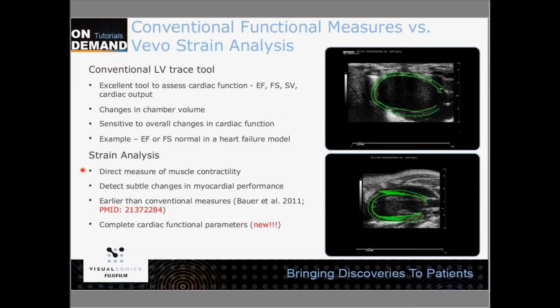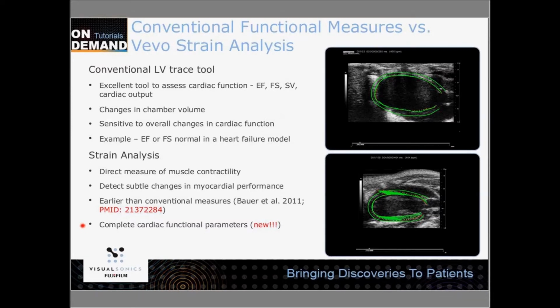Because it is a direct measure of the muscle contractility, it is able to pick up those subtle changes. And there have been some publications, this one was specifically done with VevoStrain on our system, showing that it is able to tease out those changes earlier than the conventional measurements. So where an animal model may be well on its way down the road to experiencing heart failure, something that with the conventional measurements you would pick up at a later stage, with the subtlety and the sensitivity of strain, you're able to tease out those changes much earlier on, and then obviously that drives your experimental design from there.